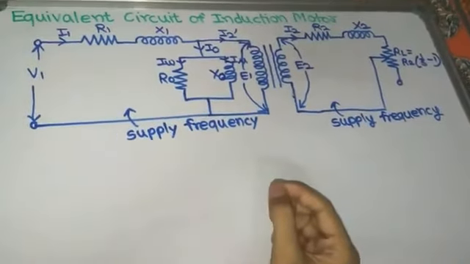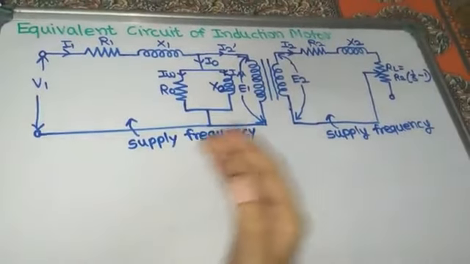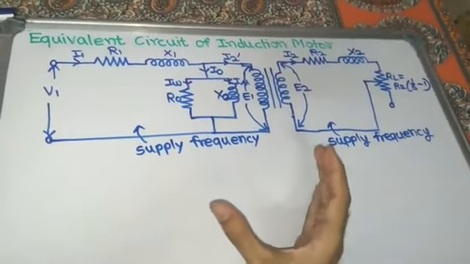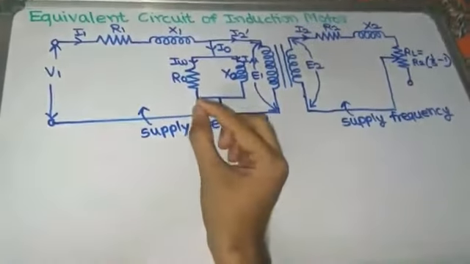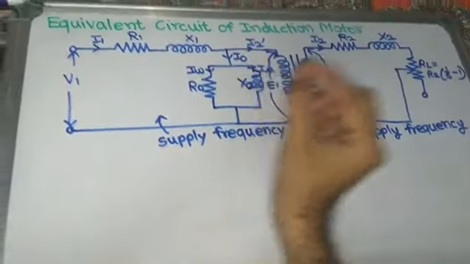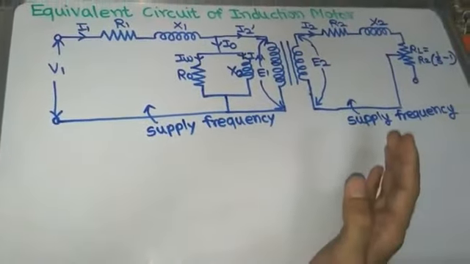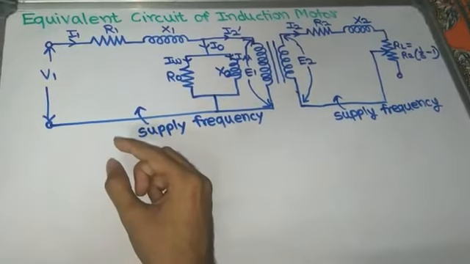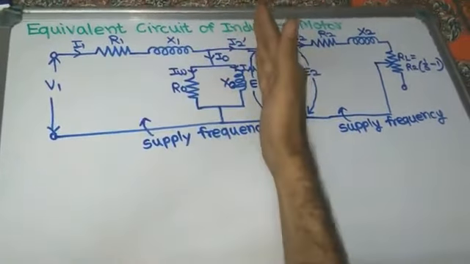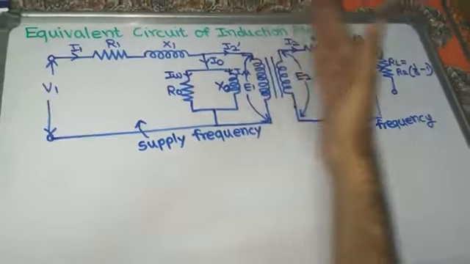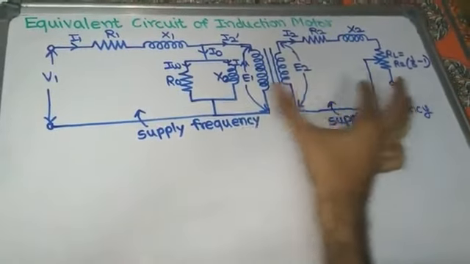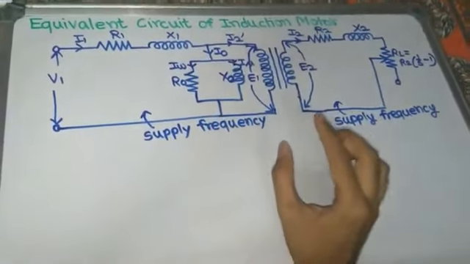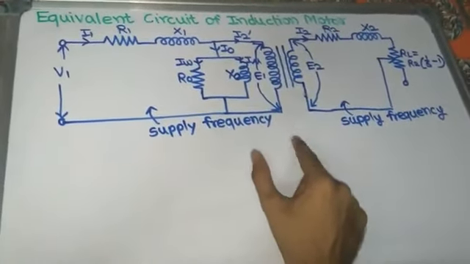Now after drawing the equivalent circuits of the stator as well as the rotor, and by combining both of these equivalent circuits, we can get the complete equivalent circuit of the three-phase induction motor, which we can see here. This is the equivalent circuit of the stator and this is the equivalent circuit of the rotor, and by combining both circuits we get the complete equivalent circuit of the three-phase induction motor.